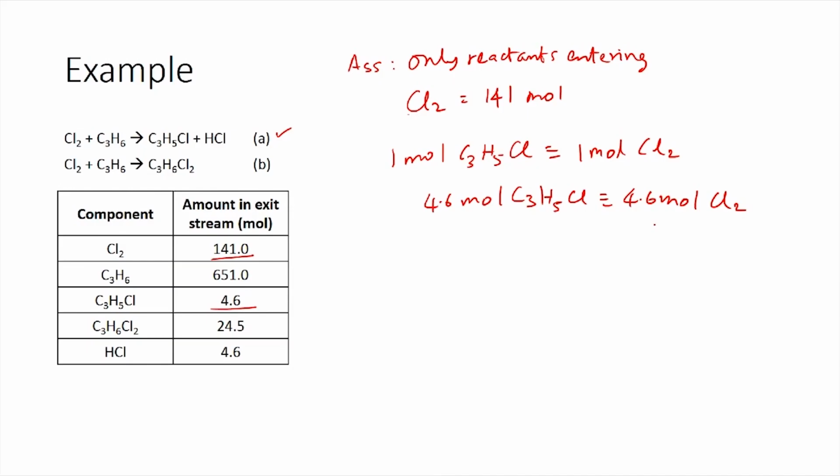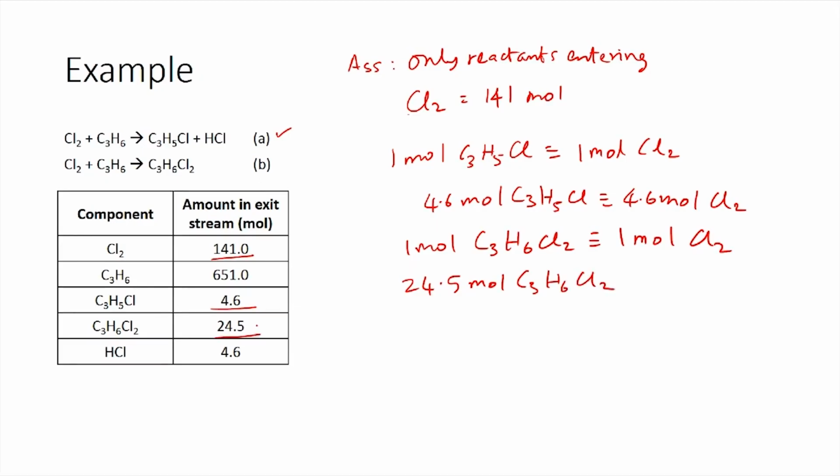So now we have the second reaction through which chlorine could have been consumed. So again we know that 1 mole of C3H6Cl2 is produced by 1 mole of chlorine. So this means 24.5 moles of C3H6Cl2 that is present in the exit stream would have been produced by 24.5 moles of chlorine.